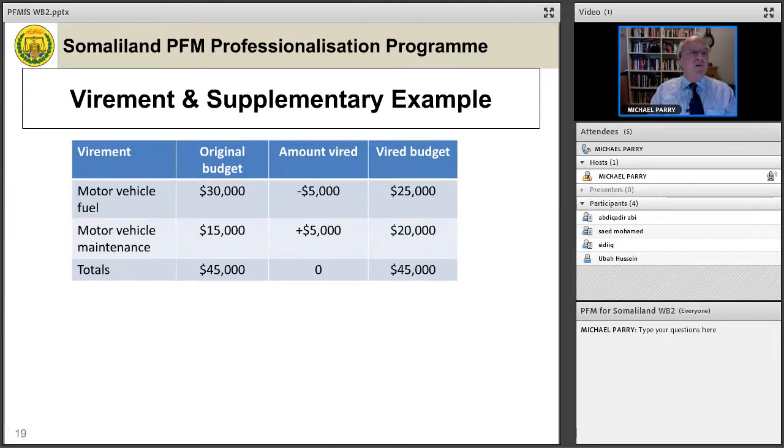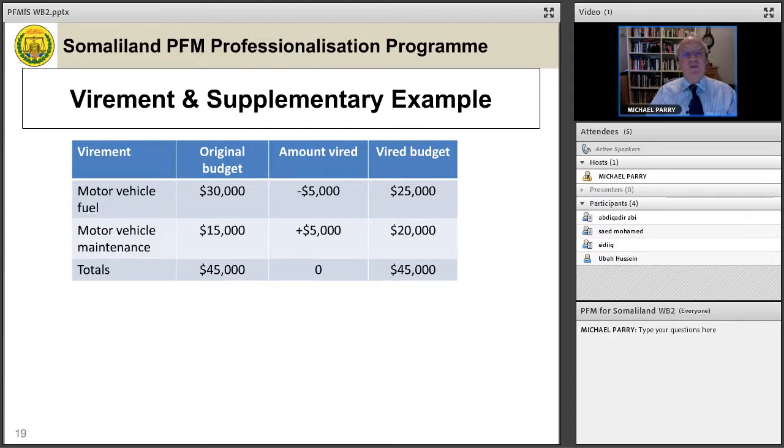With a virement, let's suppose that you've got a budget for motor vehicle fuel of $30,000 and motor vehicle maintenance of $15,000. Those two total $45,000 for running motor vehicles. And you find that you've actually got too much for fuel and not enough for maintenance. So you increase your maintenance budget by $5,000 and reduce your fuel budget by $5,000. Overall, it has no impact on the total budget. It simply moves it into a different budget head. Very simply, that's what a virement is.